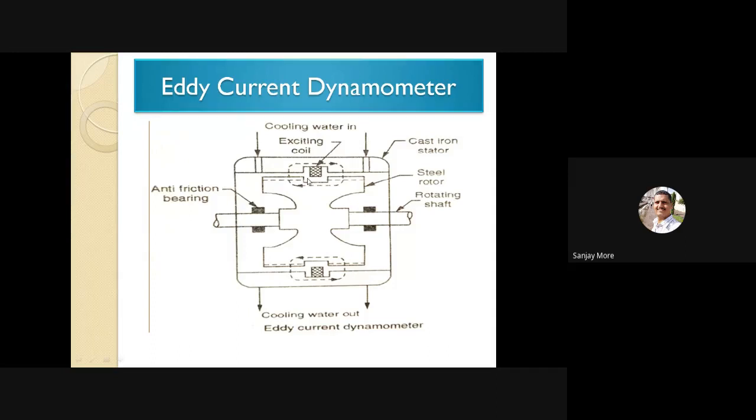When you supply current to this exciting coil, this rotating steel rotor absorbs the current. This is called eddy current, and this exciting coil gets heated. So the steel rotor rotates with the help of the anti-frictional bearing inside the stator, and this absorbed current or heat gets removed with the help of water. So this water is used for the purpose of cooling the engine.